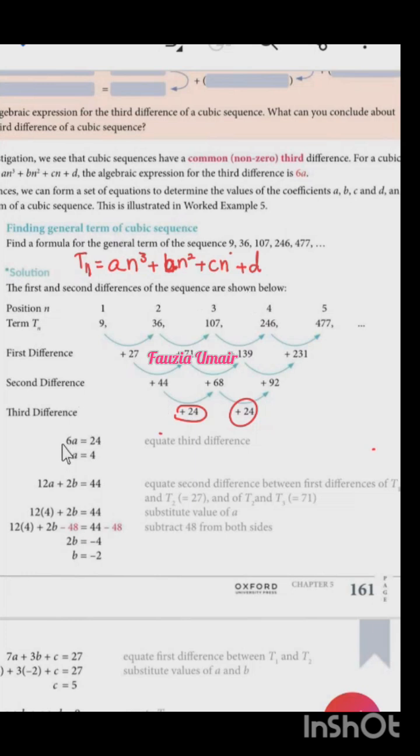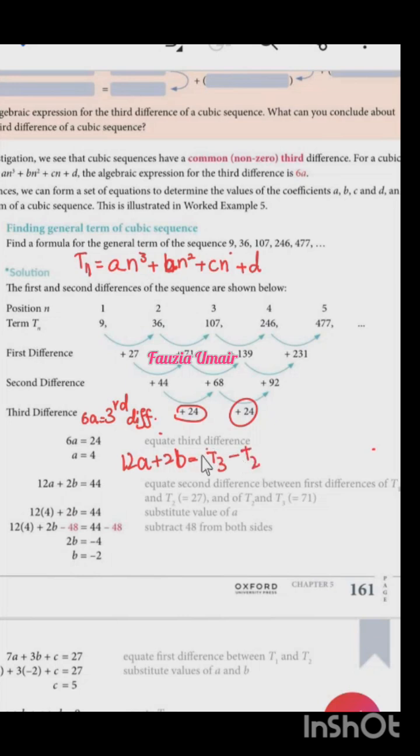This time you can see that instead of 2a, 6a is equal to the third difference. Okay, 6a is equal to the third difference. So then 12a plus 2b. Can you see it on the screen? 12a plus 2b. So this a is clear now: 6a is equal to the third difference. Now 12a plus 2b. This is interesting and maybe difficult also. This is equal to the difference between term 3 and term 2.